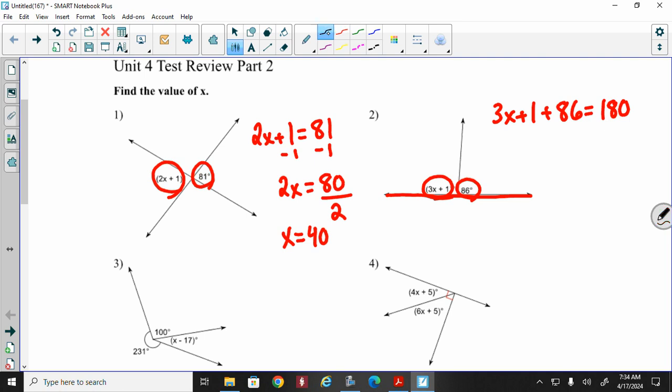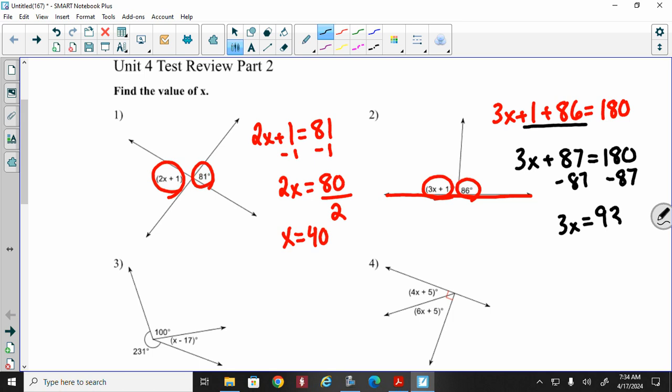So first thing I have to do is combine like terms. So 1 and 86, I get 3x plus 87 is equal to 180. Then I'm going to subtract 87 on both sides, and I get 3x is equal to, I believe this is 93. I'm doing this all in my head here. And then, of course, at this point, I'm dividing by 3, and x is equal to 31.